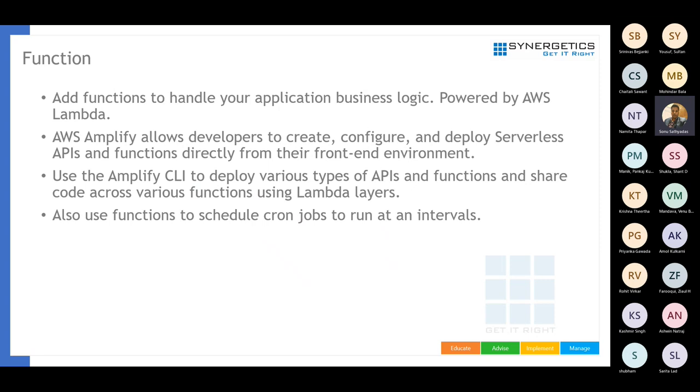You can also use functions, that is AWS Lambda functions, within your Amplify. This is primarily used to handle the backend business logic. Amplify allows developers to create, configure, and deploy serverless APIs and functions directly from the front-end environments. Means if you have Amplify Studio, you can easily create the functions from there itself. Use the Amplify CLI to deploy various types of APIs and functions and share code across various functions using Lambda layers. If you are an AWS Lambda developer, you can understand it will be very difficult to manage the dependencies or shared code within your AWS Lambda.